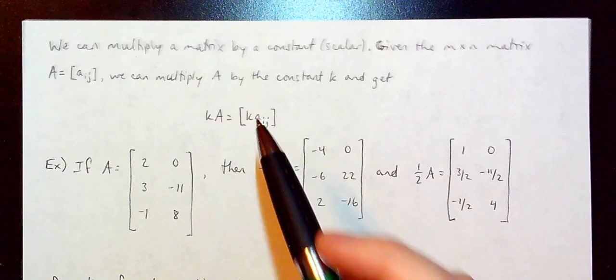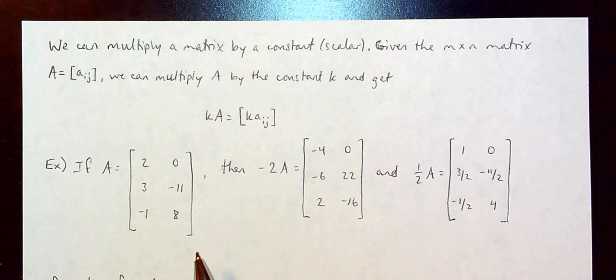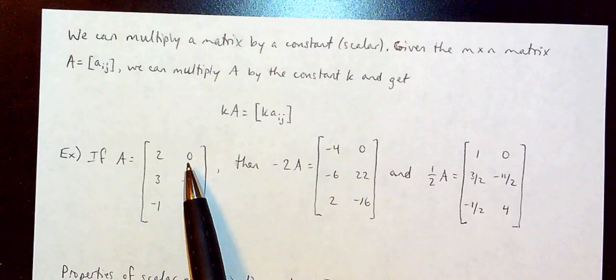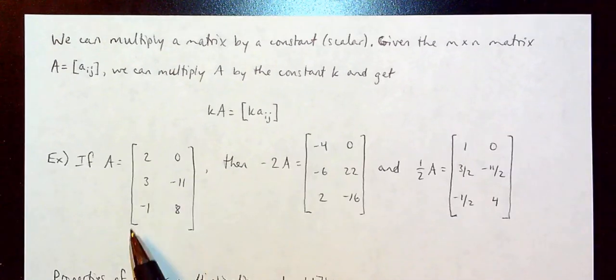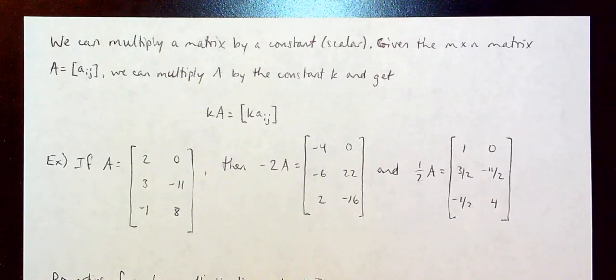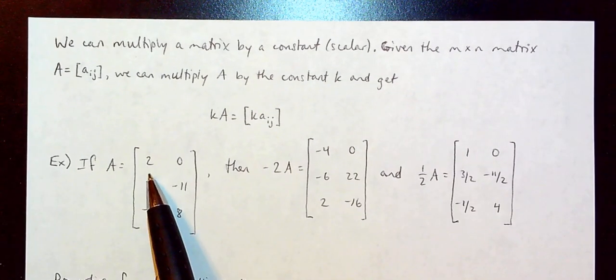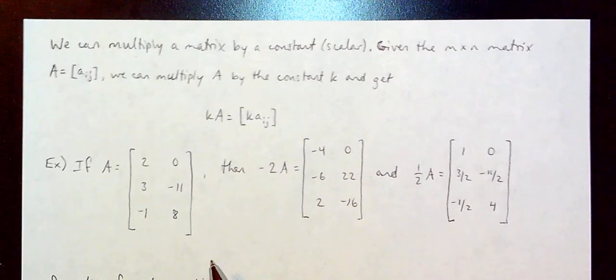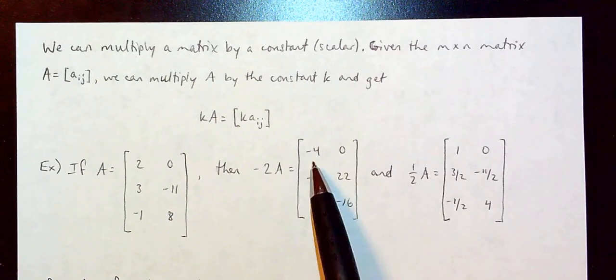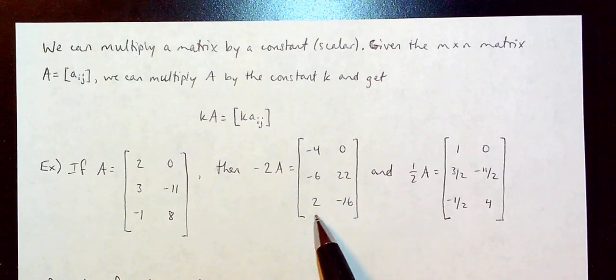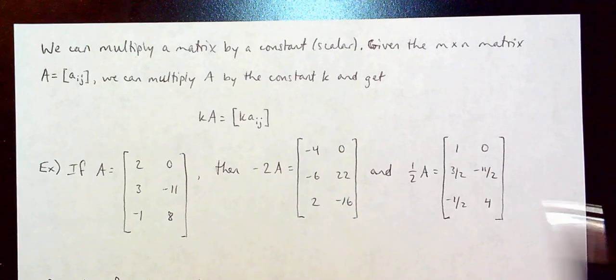Just as a couple of quick samples here, here's my matrix A: 2, 0, 3, negative 11, negative 1, and 8. For negative 2A, I'm just taking every entry in A and multiplying it by negative 2. So negative 4, 0, negative 6, positive 22, positive 2, negative 16.